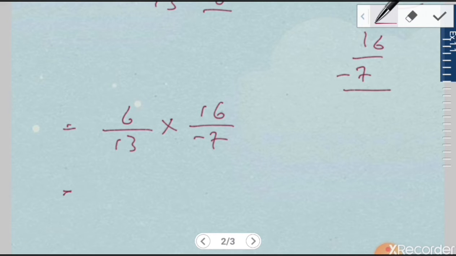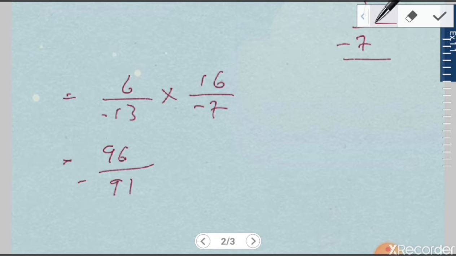So here we cannot simplify any of these numbers, so we will simply multiply the numerator with the numerator. 16 sixes are 96, and the minus sign stays, and 13 into 7, so we'll get 91. So here our answer is minus 96 upon 91.